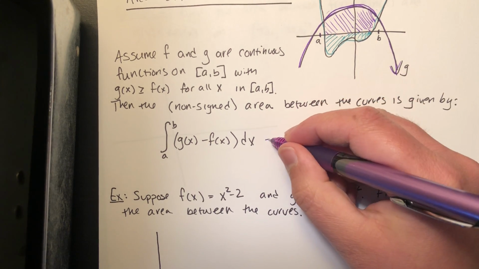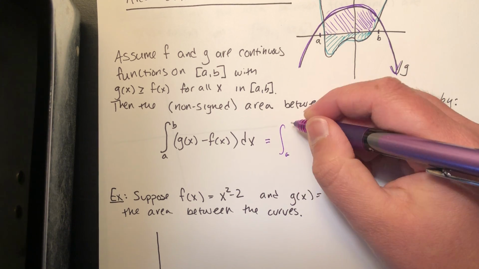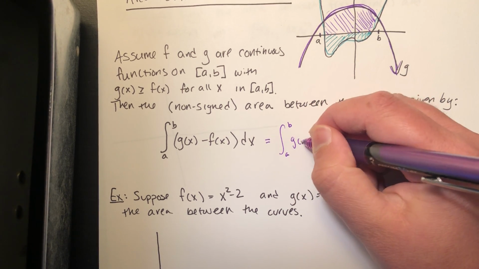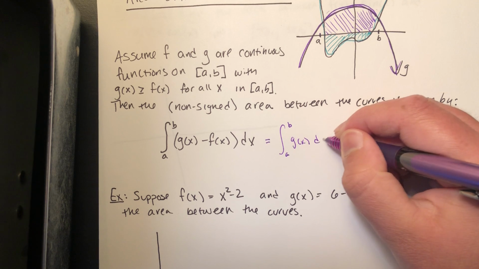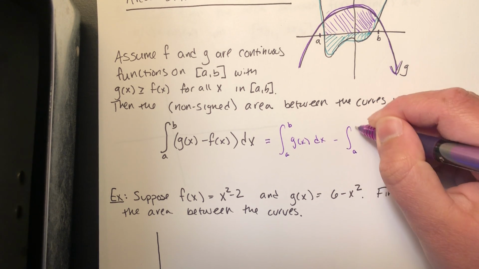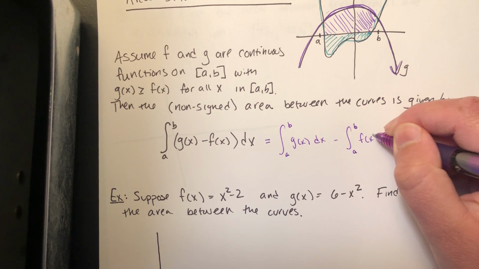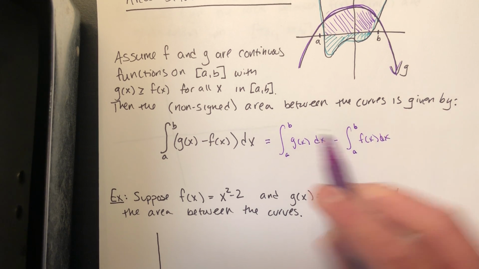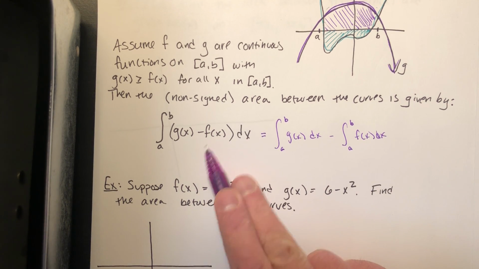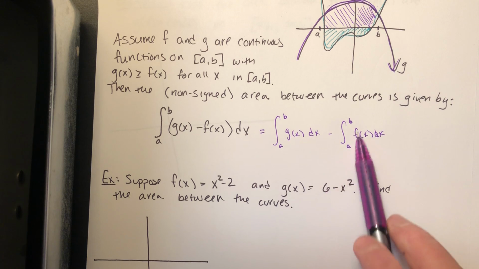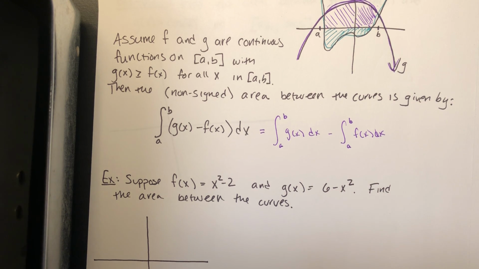And remember, we talked about the different properties of integrals. This is like saying the integral from a to b of g of x minus the integral from a to b of f of x. But it's often just quicker to subtract the functions first and then just do one antiderivative instead of doing it twice. So why is this the case?